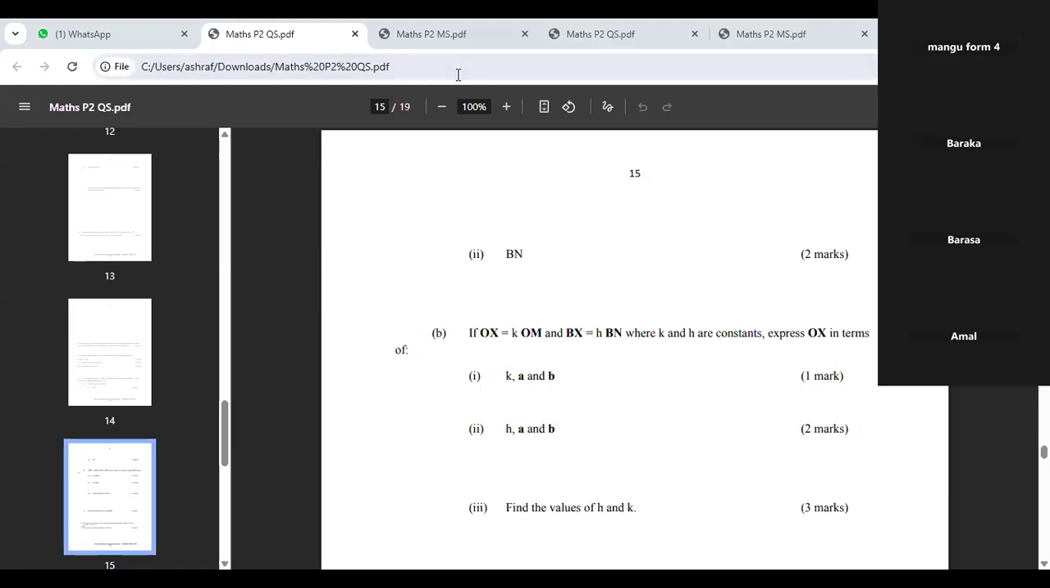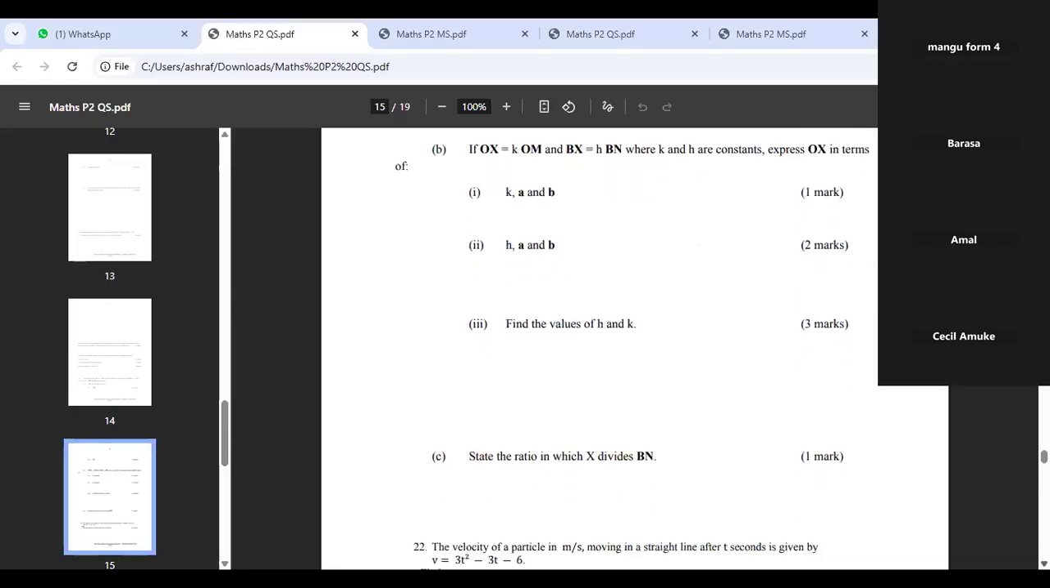What are you getting? Baraza, your values, you got what? Yes, Cecil. Unmute yourself. H is 6/7. And K is 3/7, similar to those of Baraza. So I hope they are fine. Does anyone have any question? Okay, no question. So we can go to the last part of that question.